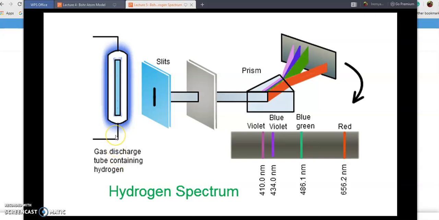Suppose energy is supplied to this sample of gas. Different atoms will absorb different amounts of energy. The one electron in different atoms will therefore shift to different energy levels depending on the energy absorbed by the atoms.